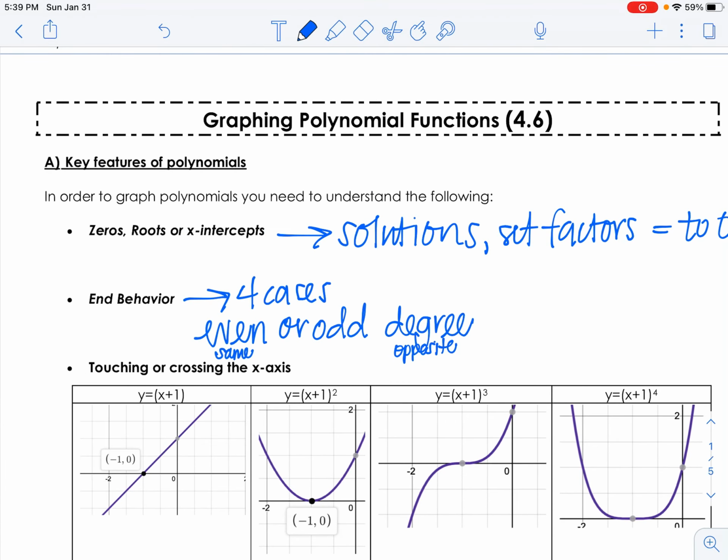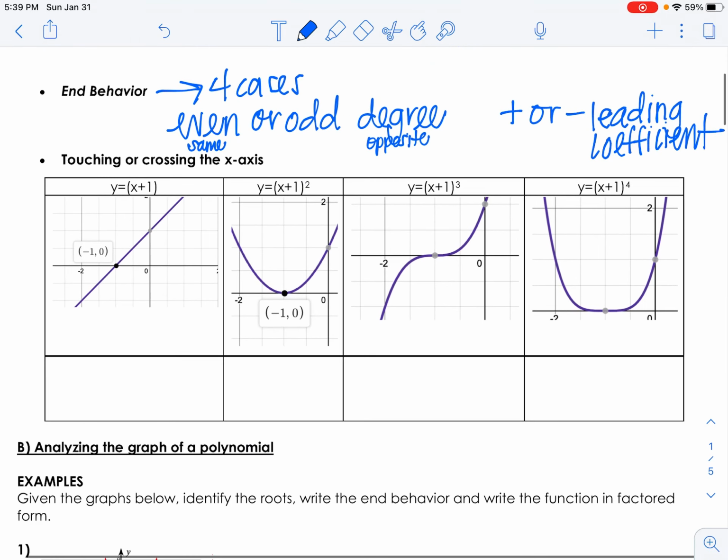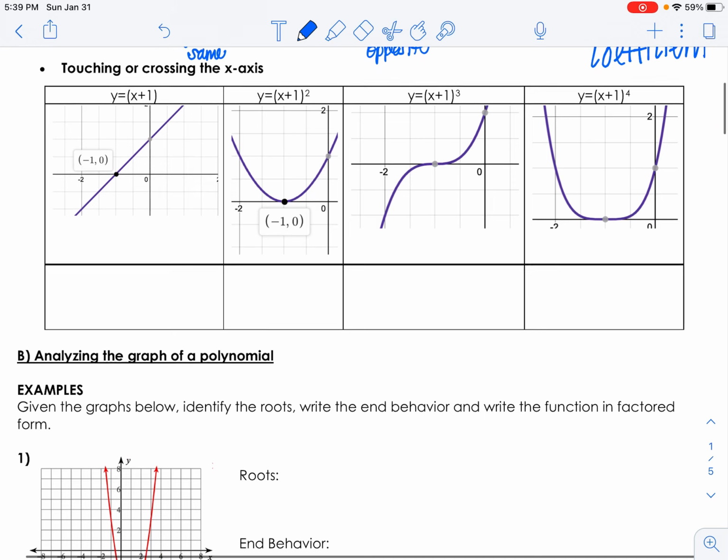Okay, and then a positive or negative leading coefficient. Even means they both go up with a positive leading coefficient or down with a negative. And then odd, they go opposite. If it's positive, it heads in a positive direction, negative direction. Okay. Then finally, this is one we haven't talked about yet.